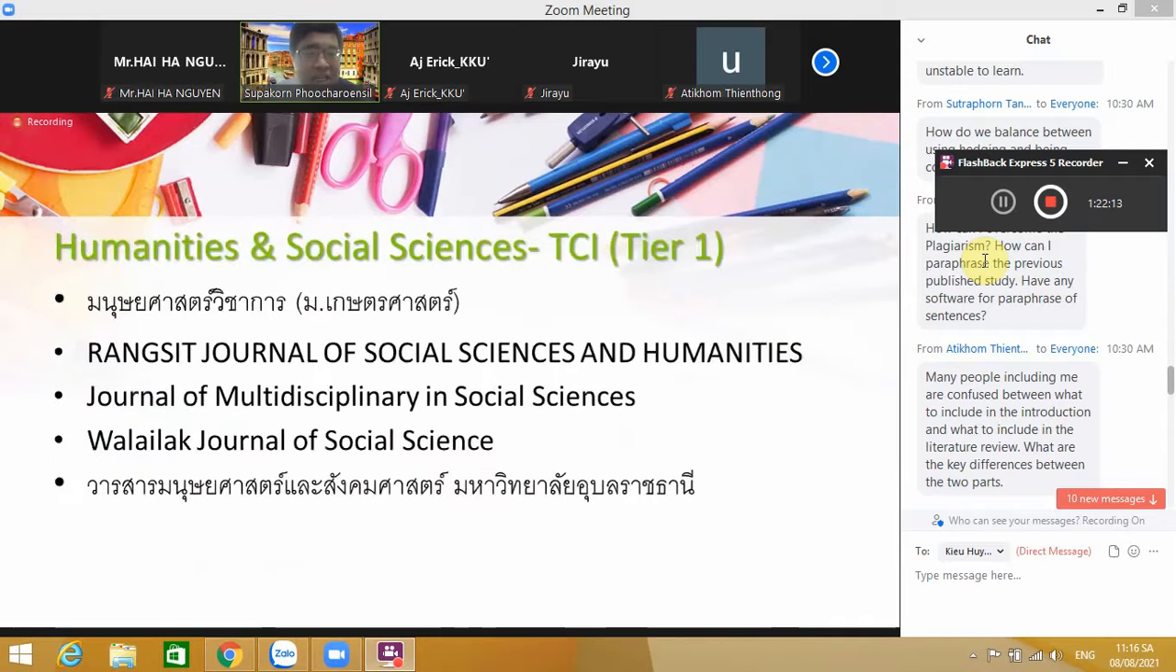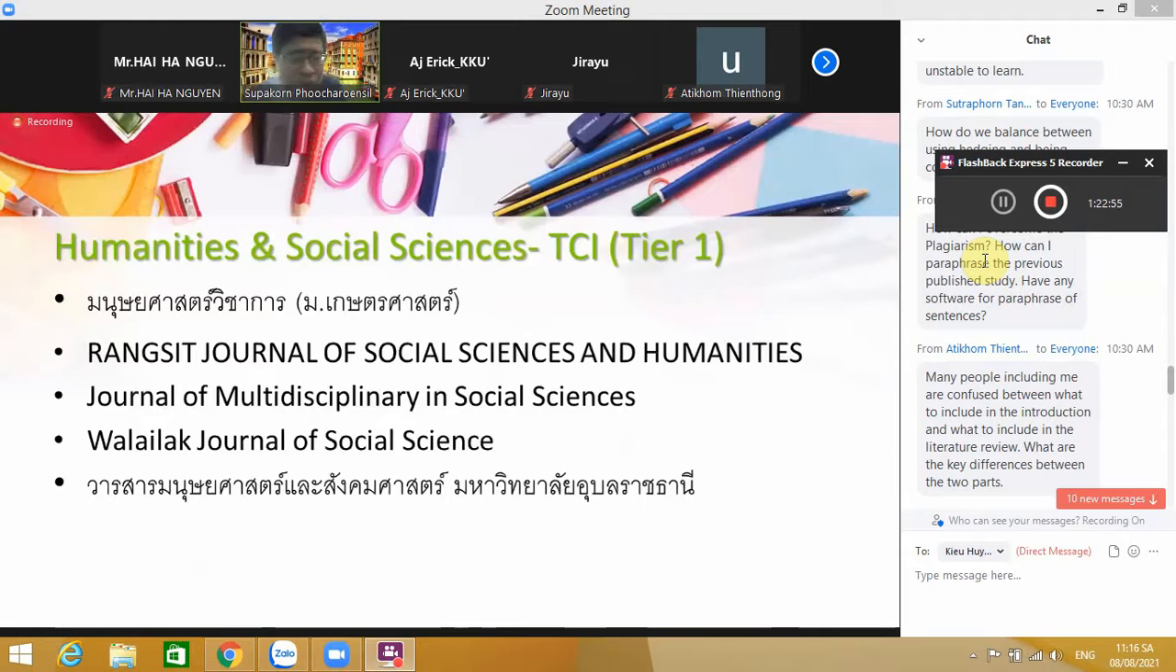So these are the titles of the humanities and social sciences journals, right? I think they welcome papers in the fields of humanities and social sciences, and all of these are tier 1, including many that just got re-indexed in tier 1 at the end of June. Right, so there are มนุษยศาสตร์วิชาการ, or Journal of Humanities, published by เกษตรศาสตร์ University. You can submit your manuscript to the Rangsit Journal of Social Sciences and Humanities by Rangsit University, or the Journal of Multidisciplinary in Social Sciences, right?